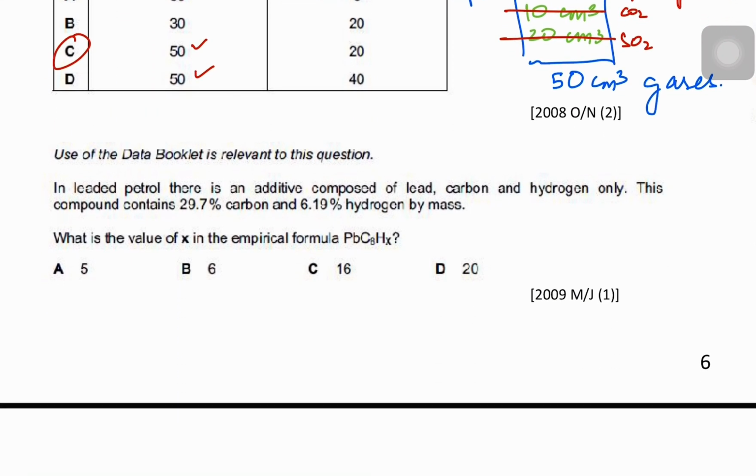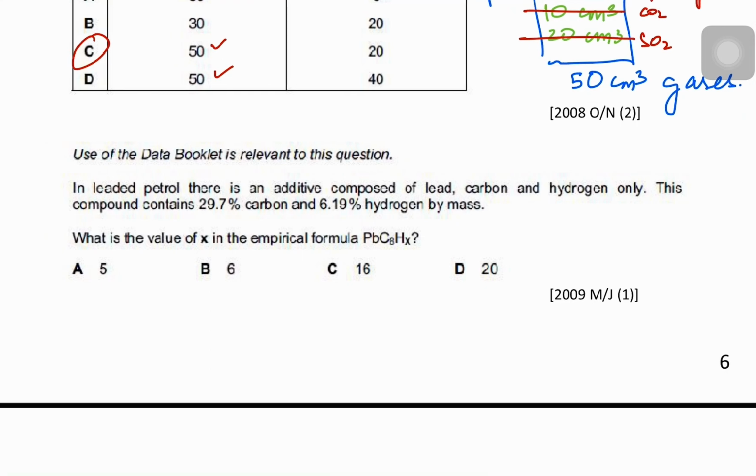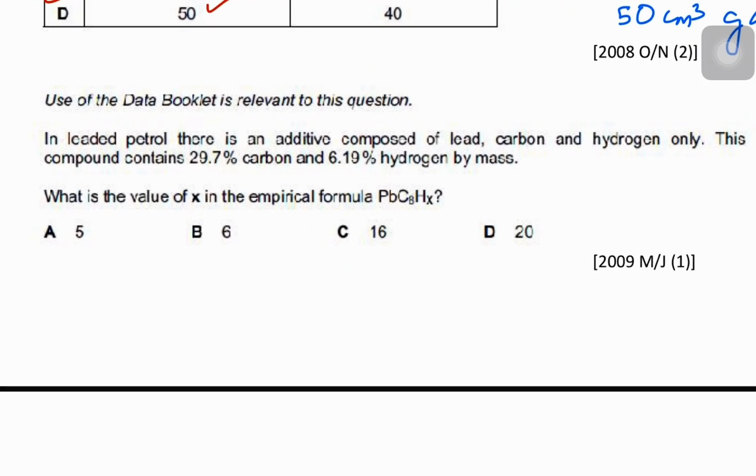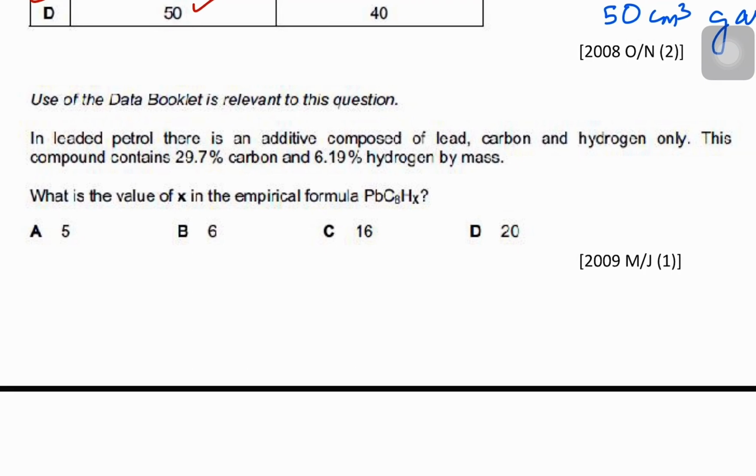Let's do some more questions. For example, this question makes sense. It says, in leaded petrol, there is an additive compound of lead, carbon and hydrogen only. This compound contains 29.7% carbon and 6.19% hydrogen by mass. What is the value of X in the empirical formula?